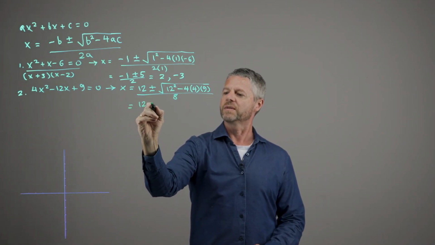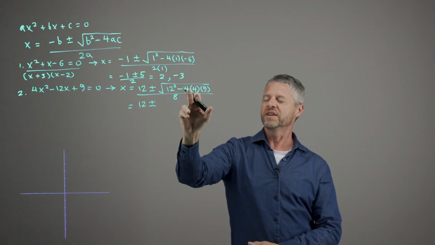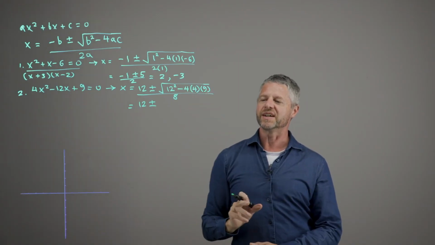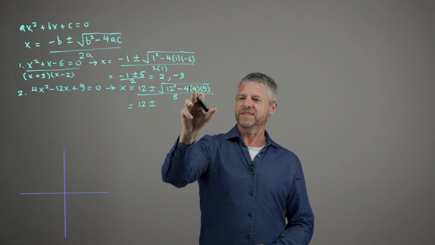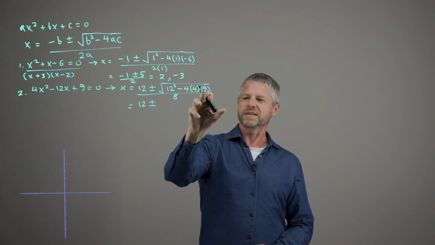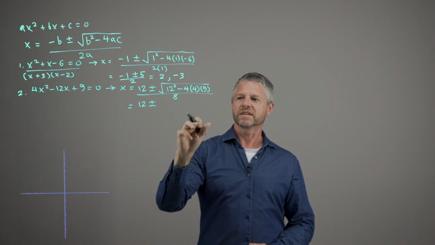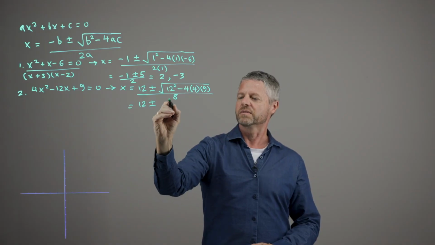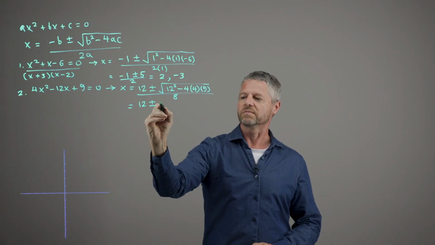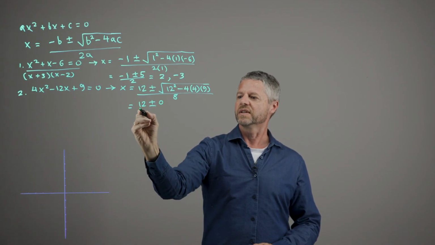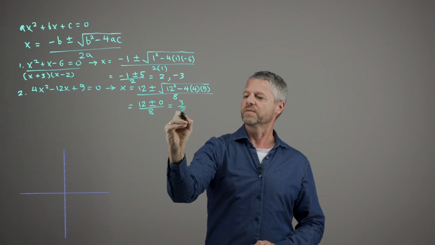So we got 12 plus or minus, got 144, and then we got minus 4 times 4 times 9, so minus 16 times 9. 16 times 9 is 144. So we got 144 minus 144. So we've got plus or minus 0. And then divided by 8. So that's going to be 3/2.